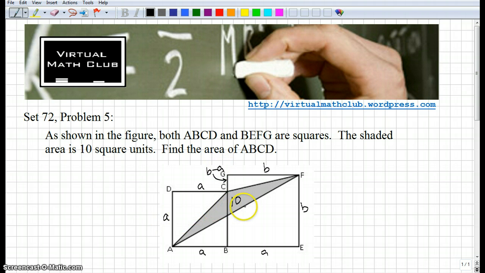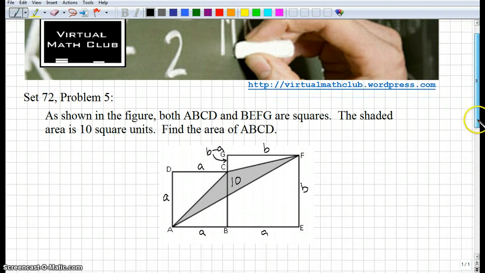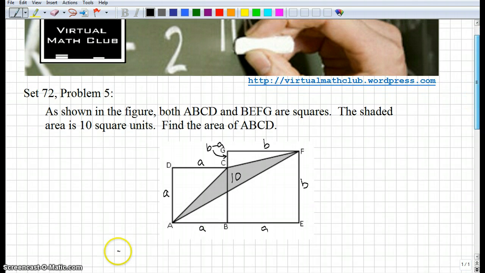So what I'm going to do is come up with an expression for the area of this shaded region and then set it equal to 10. But I'm going to find the expression in terms of the side lengths A and B. Alright, so let's do that. I'm going to scroll down, because it's kind of a long one.